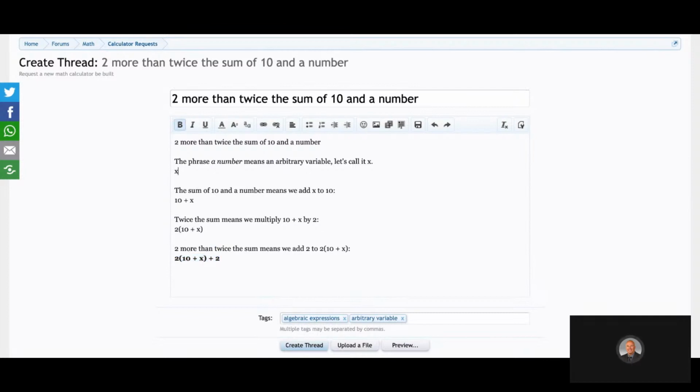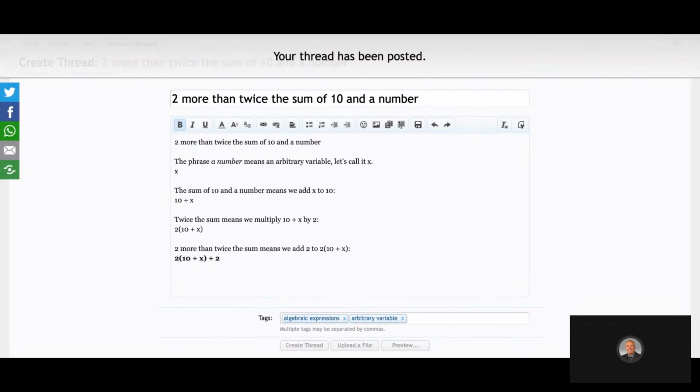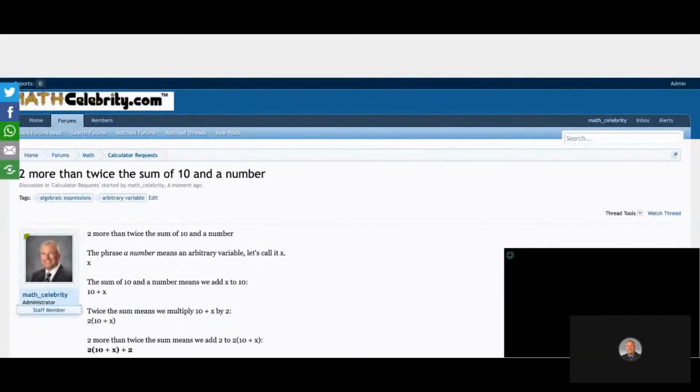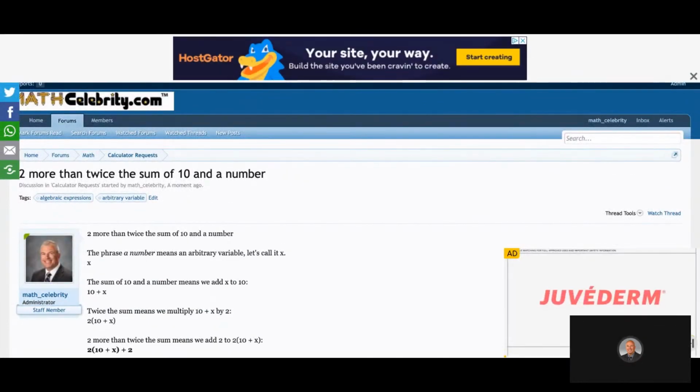Some students and parents get tripped up on the phrase a number. Whenever you see a number, it's just an arbitrary variable. So you can call it X, Y, N, A, B. It doesn't matter. A number is a vague term for pick your variable and go from there. And then we had a sum, which we built. We take twice the sum. And then finally we add 2 more than twice the sum and we are done. So that is it. All right, what else we got? We just did this one. Maybe we'll do 1 or 2 more.